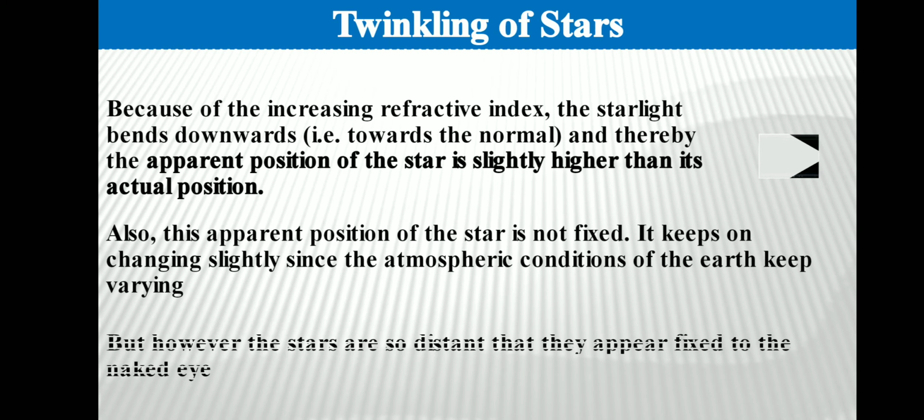These points are: because of the increasing refractive index, the starlight bends downward, that is toward the normal, and thereby the apparent position of the star is slightly higher than its actual position. All this is due to the change in refractive index. Also, this apparent position of the star is not fixed, and it keeps changing slightly, since the atmospheric conditions of the Earth keep varying continuously. However, the stars are so distant that they appear fixed to the naked eye.